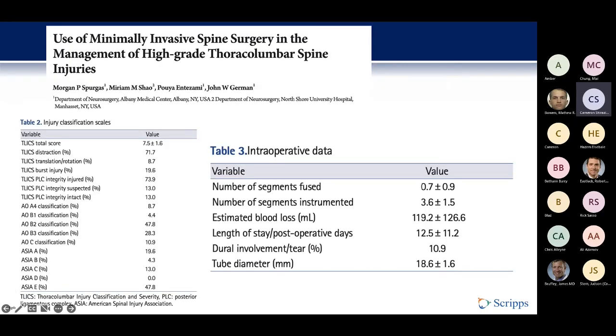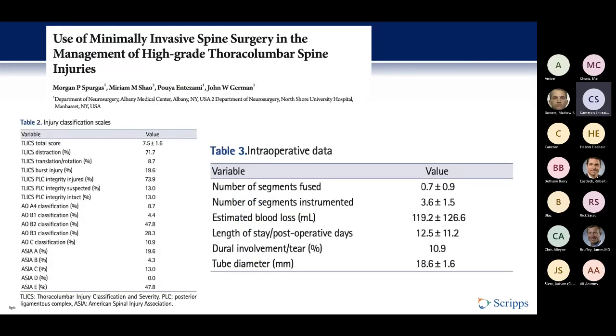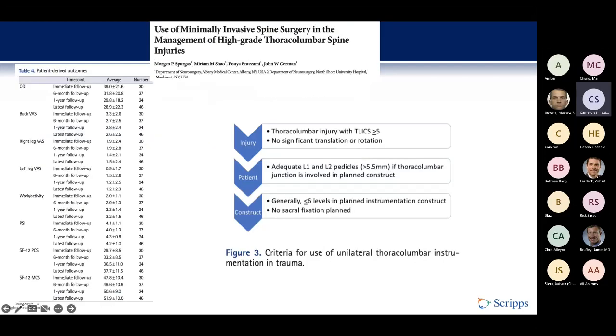Now, there are studies that are trying to see how you can apply this to these higher grade injuries, because the obvious next question is, if we're just trying to push the boundaries of this, when can you do it? This was a study looking at patients that averaged a TLICS score of 7.5. In this study, they had fairly good results in all of their patients, and the typical number of segments instrumented was about 2 above and 2 below.